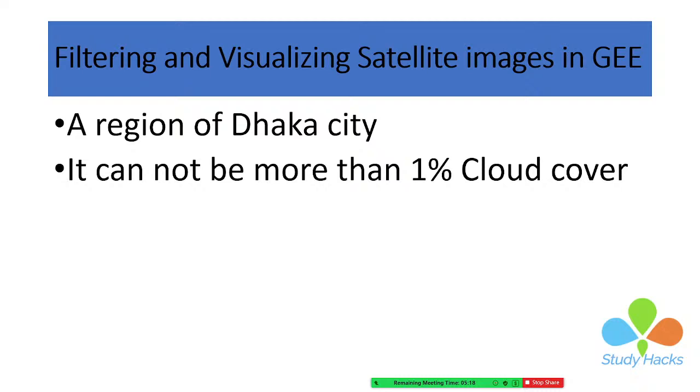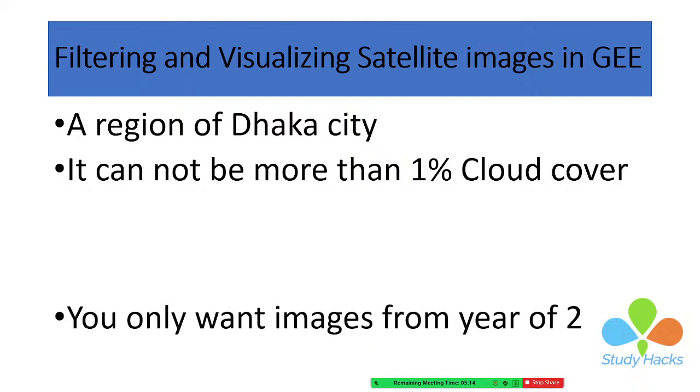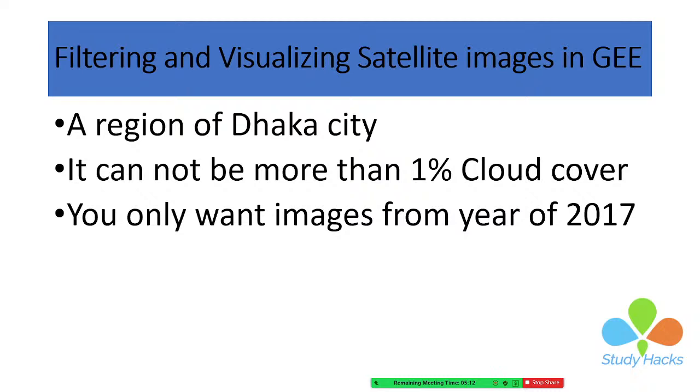First factor is the region, second factor is the image properties, and third factor is a specific time period. Suppose I need the images only for the year of 2017 or any time period. So when you want to work with Landsat or Sentinel, you always filter according to these factors. Okay, so we will start.